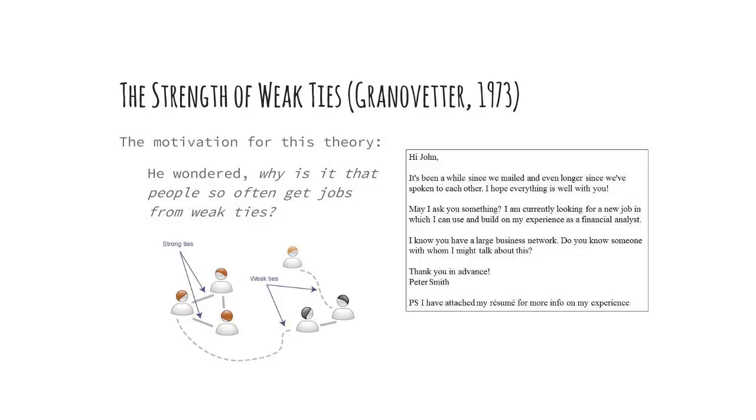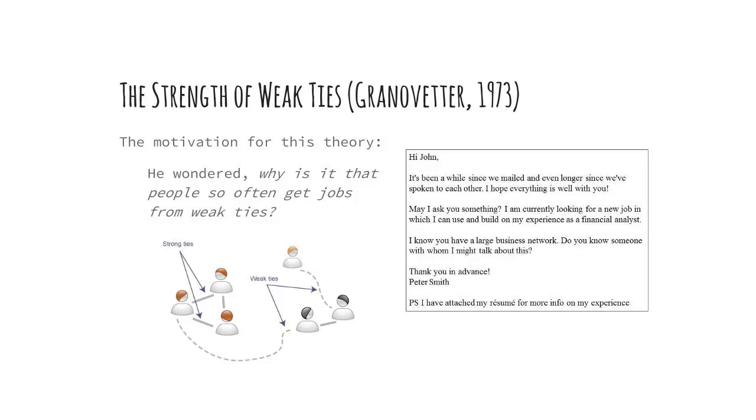Granovetter also posed the question, which is not written here, how do large groups coordinate in order to make things happen? For example, how do they meet a threat from the outside? So he was curious about these weak ties and how they play a role in coordinating information in groups, in addition to how they add value for one individual who's trying to find a job.